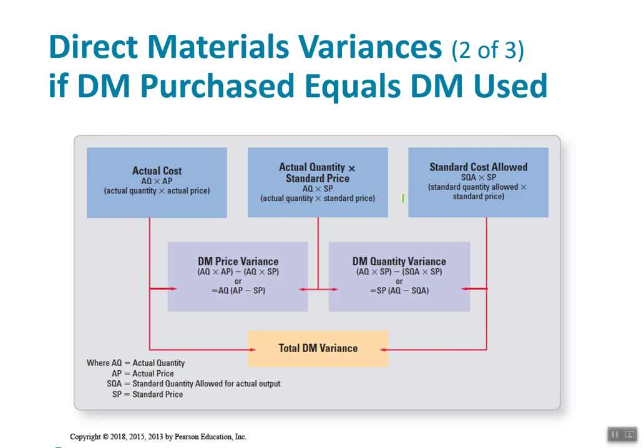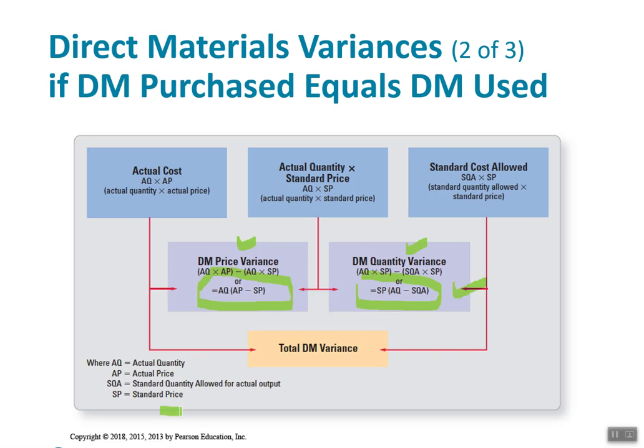Now, here's a series of formulas that can be used to calculate these variances. My preference, if you can use it, and in most cases, at least 90%, you can use this format right here. You can see that it breaks it up into the direct material price variance and the direct material quantity variance. Here's the formula that I like to use. You can use the other formulas. And when you add these two together, it is the total direct material variance.